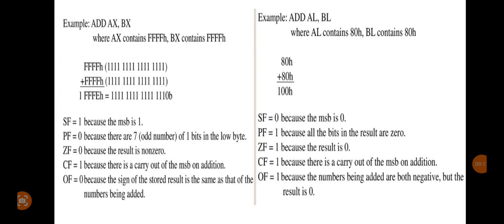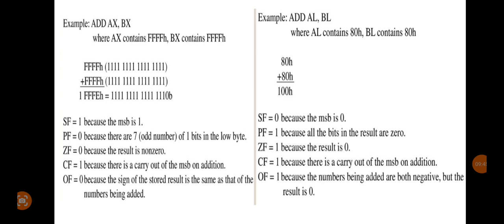The instruction is called add AX, BX. That means the data in BX and AX will be added. For example, 4F. Each F has 4 ones, in the form of binary. And these two data are 4F, 4F. If you add these two numbers, the carry will be generated.